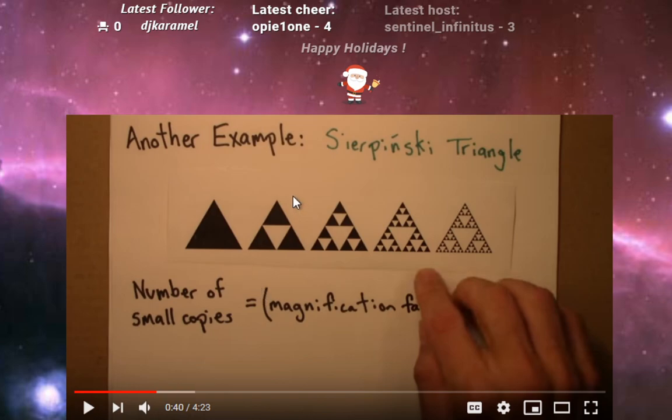So the area goes to 0. And the perimeter goes to infinity. But there's no... I mean, it's self-similar.